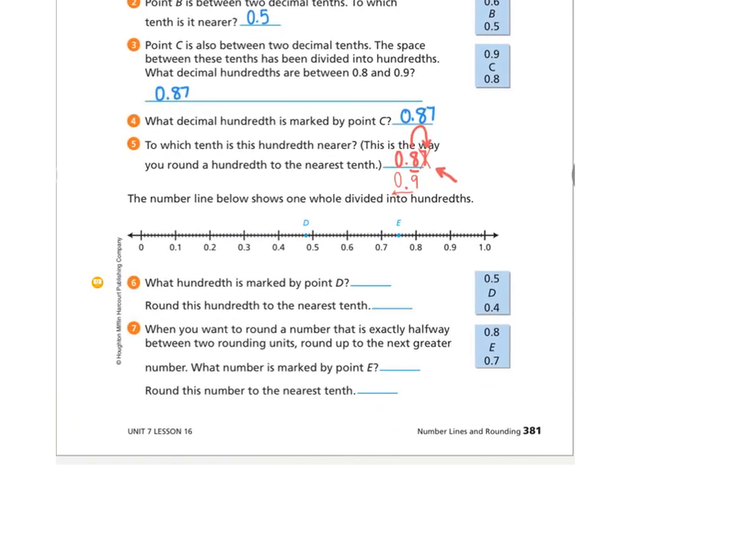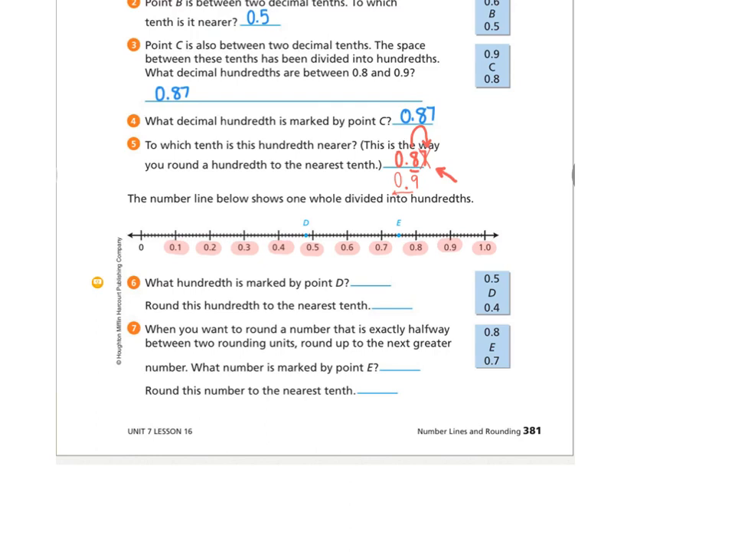Let's look at this next section. It says the number line below shows 1 whole divided into hundredths. So now you've got your tenths here, but each one of those tenths is split even further down into hundredths.